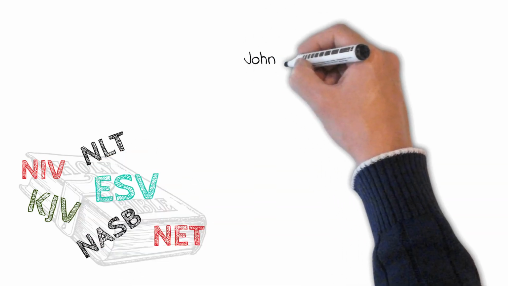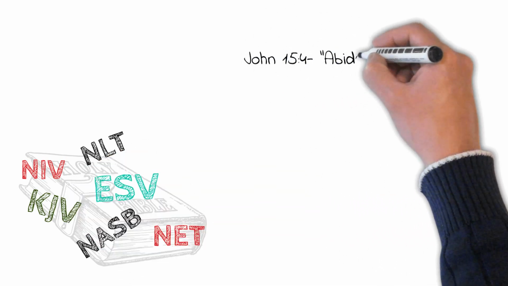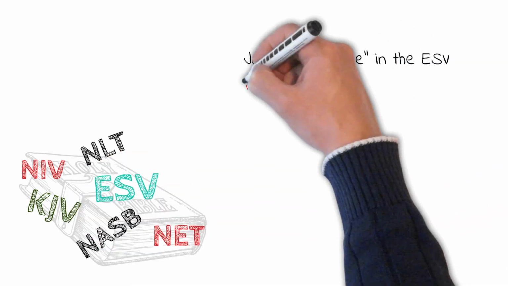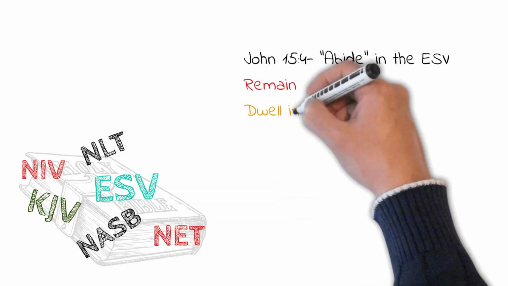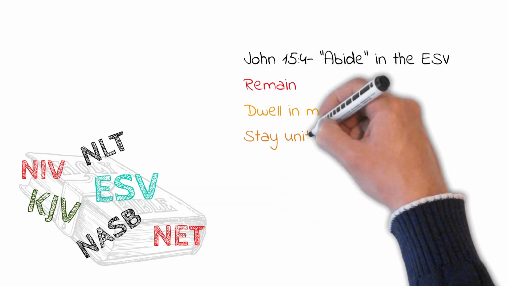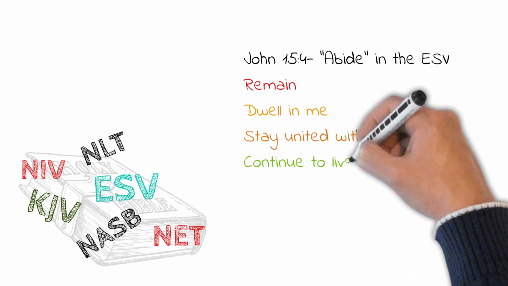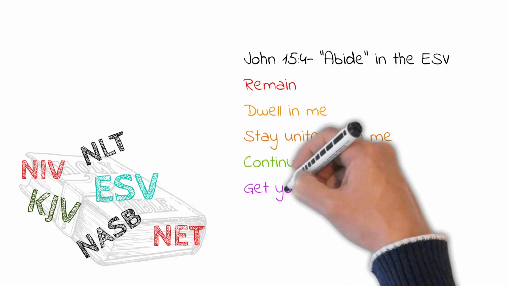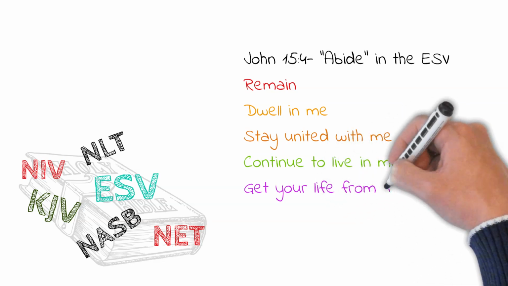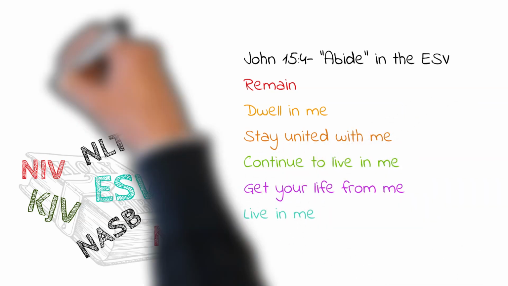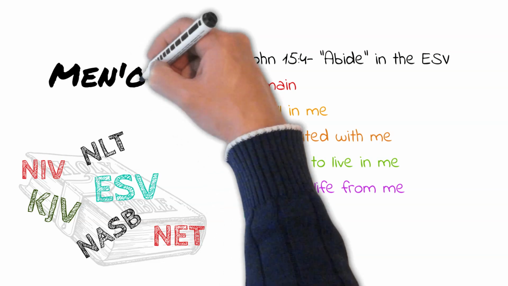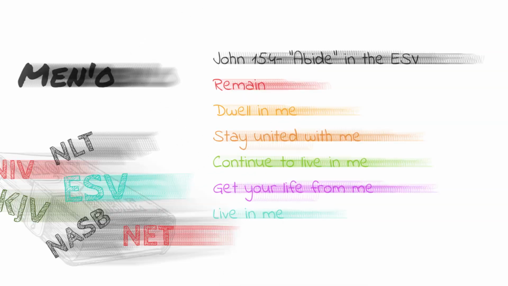Let's take the word abide, for instance. In John 15:4 from the ESV, it shows up 19 times in the ESV New Testament, but the NIV uses remain instead of abide. Other translations throw in their own variations like dwell in me, stay united with me, and more, all trace back to this Greek word meno.